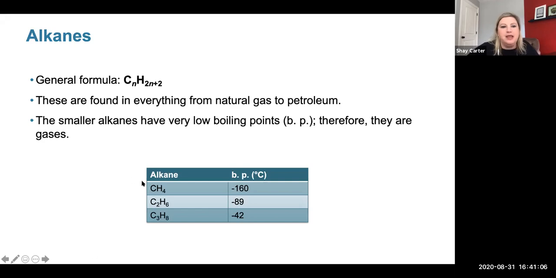Okay, so here is methane, ethane. This is also called ethylene, but its systematic name is ethane, and then propane. And these are all gases. Their boiling points are in the minus even. They're not even above 0 Celsius.